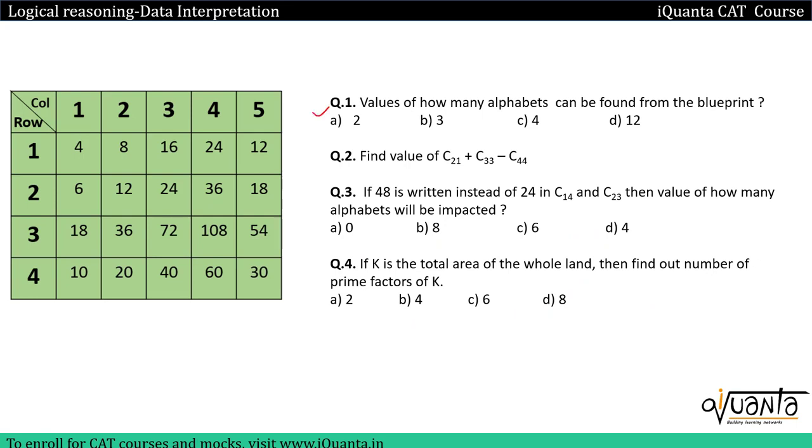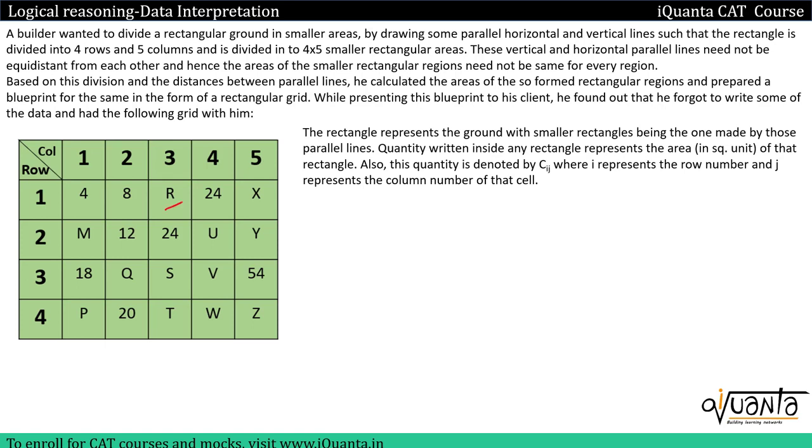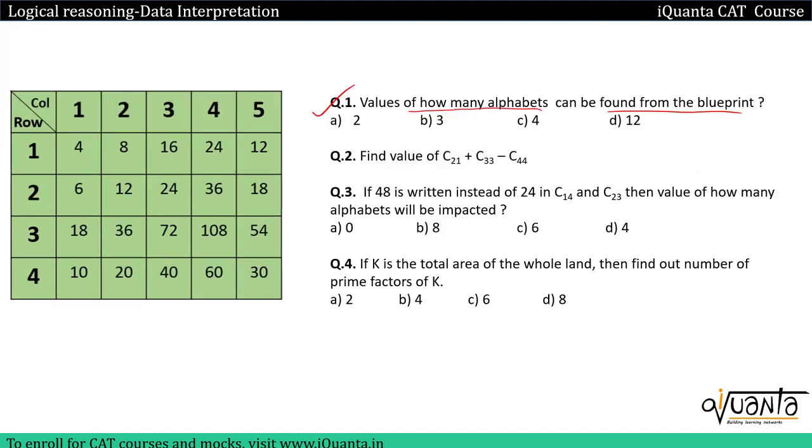So the first question here is: values of how many alphabets can be found from the blueprint. So we could see, how many alphabets do we have? We have 1, 2, 3, 4, 5, 6, 7, 8, 9, 10, 11, 12. So I could find the values of all the alphabets. Hence the answer to this question will be option D. Okay, 12. Next question is find out the value of C21 plus C33 minus C44.